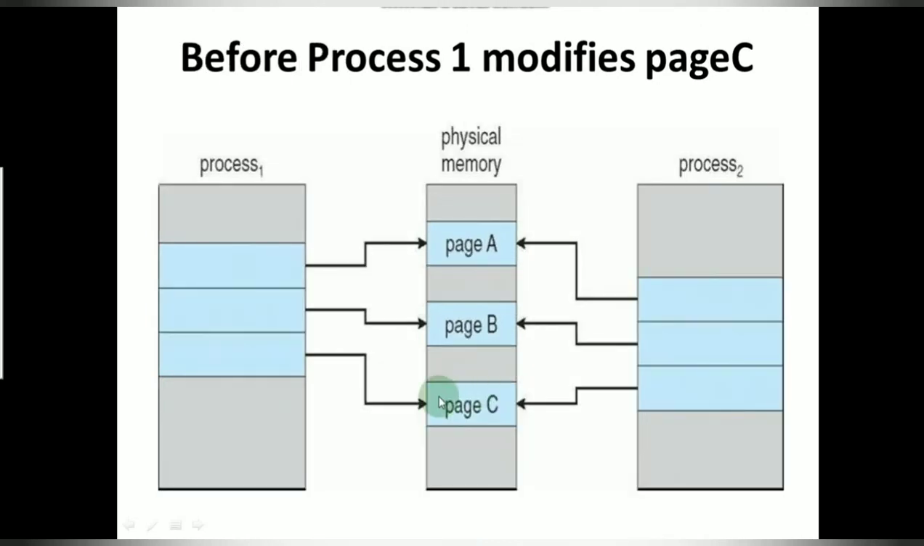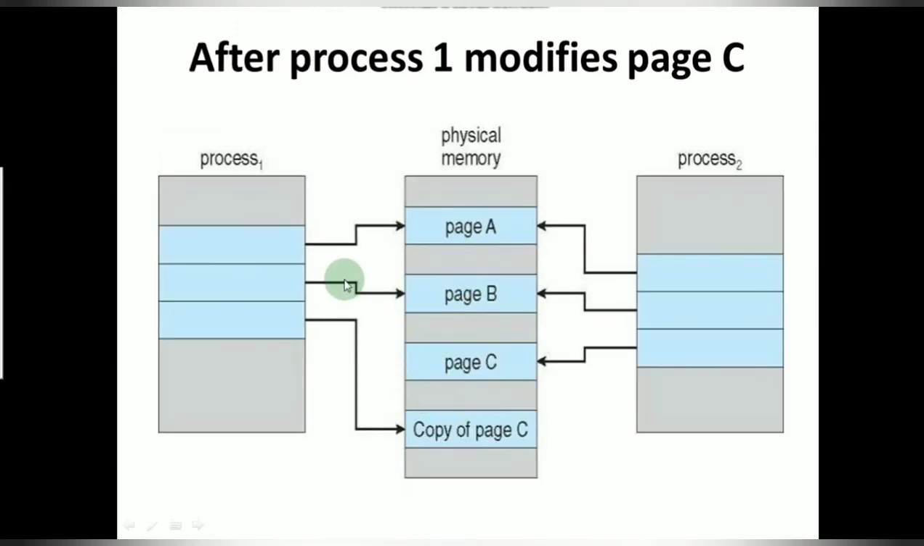You can see here that process 1 and 2 were sharing these 3 pages. Now when process P1 tries to write something to page C, we create a copy of page C, and process 1 will now be looking at this copy of page C, where it is written with the new value. Process 2 continues to see the old one on which it is working, and process 1 looks at the new version which it has modified.